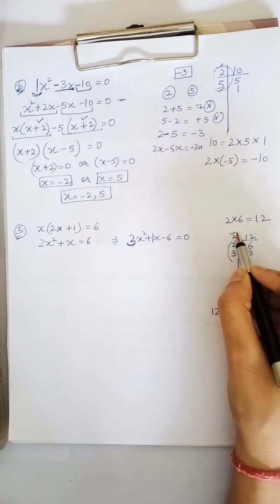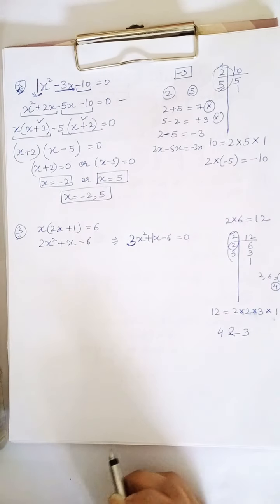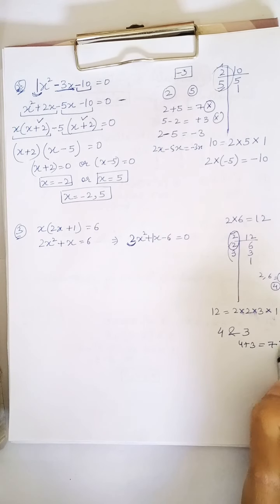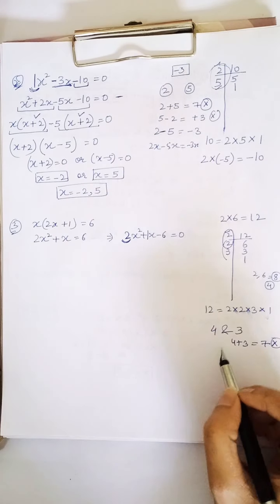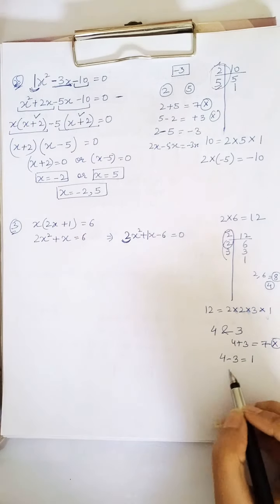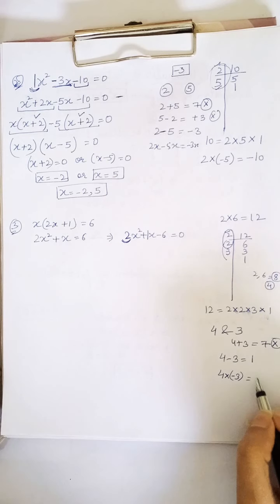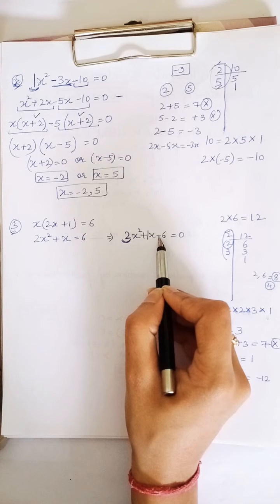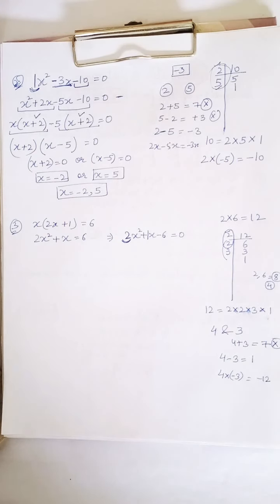Now see, if I take 2 into 2, that is 4, and 3. Here 4 plus 3 is 7, so this is not possible because I need 1. If I do 4 minus 3, we get 1. And after multiplying 4 into minus 3, if I check the sign also, we get minus 12. Now see, 2 into minus 6 is minus 12. After multiplying also we are getting minus 12.